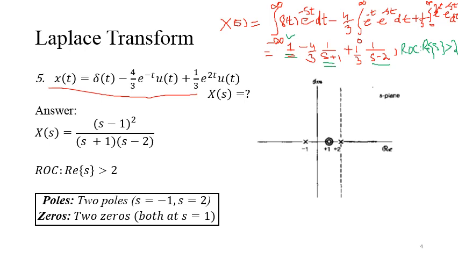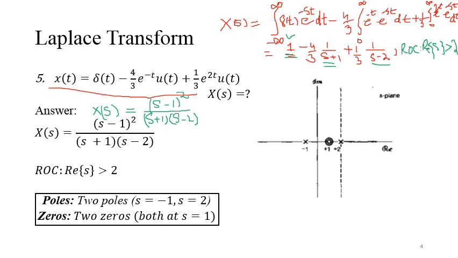So let's write it as a product of terms. That means we have X(s) equals, taking the LCM. The LCM for this will be (s minus 1)(s plus 1)(s minus 2). On simplification, we get s minus 2 in the numerator, and here we have (s minus 1) whole square.